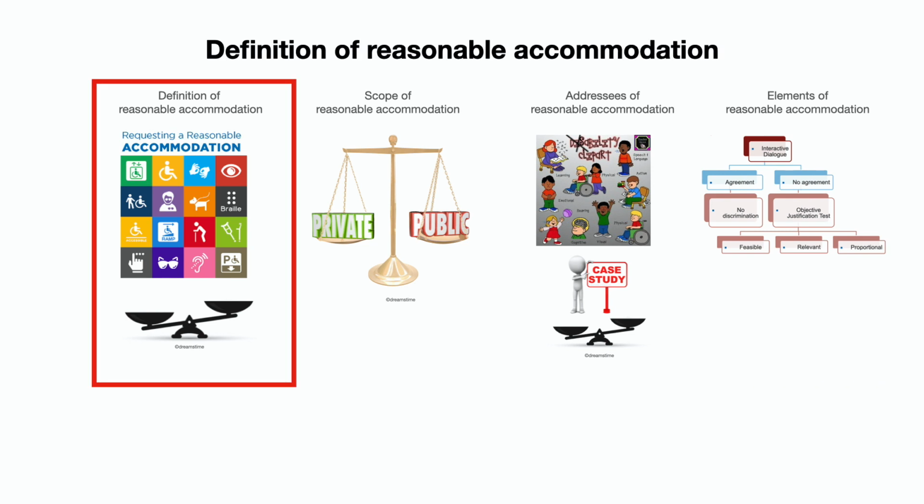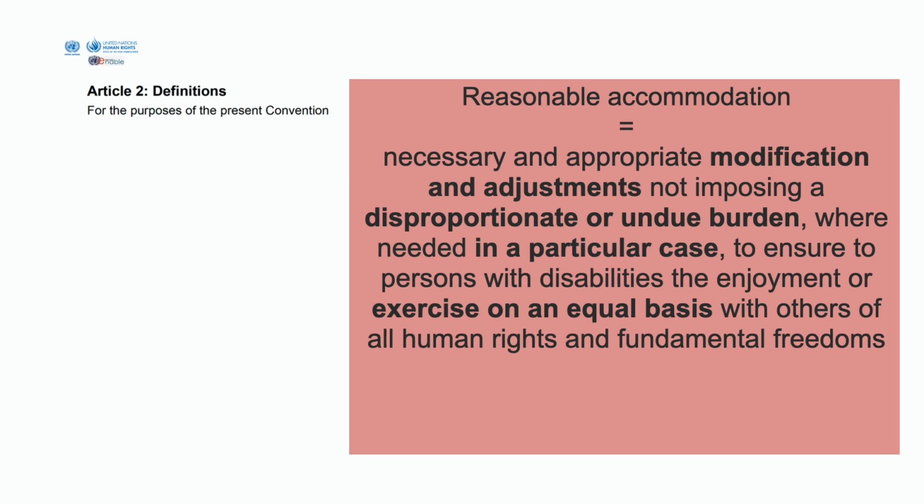Let us start with the definition of reasonable accommodation. Reasonable accommodation means making necessary and appropriate modifications and adjustments, not imposing a disproportionate or undue burden, where needed in a particular case, to ensure to persons with disabilities the enjoyment or exercise on an equal basis with others of all human rights and fundamental freedoms. The duty to accommodate is a legal obligation, as is evident from the definition of discrimination contained in Article 2 of the Convention.